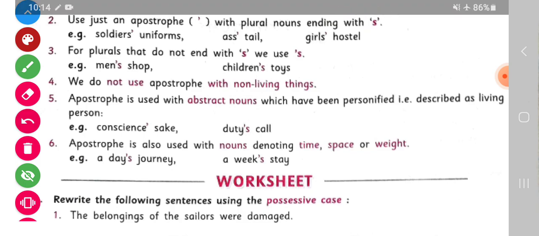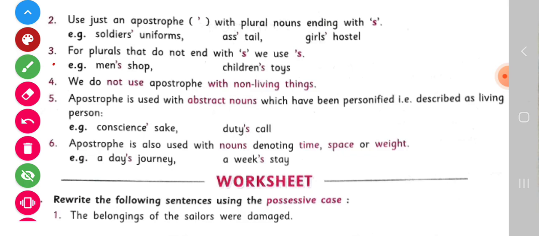Okay, now next rule is for plurals that do not end with s, we use apostrophe s. अगर प्लूरल नाउन्स जिनका लास्ट में s नहीं है तो हम क्या करेंगे, उनके साथ एपोस्ट्रॉफी s का ही यूज करेंगे. फॉर एग्जाम्पल मेन, मेन्स. ओके, चिल्ड्रन, या चिल्ड्रन इज a plural noun, but we will use here apostrophe with s.